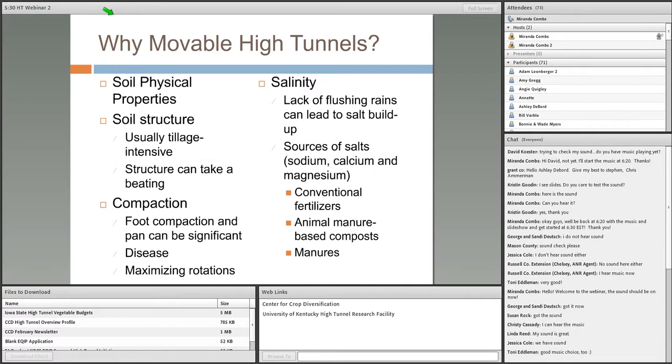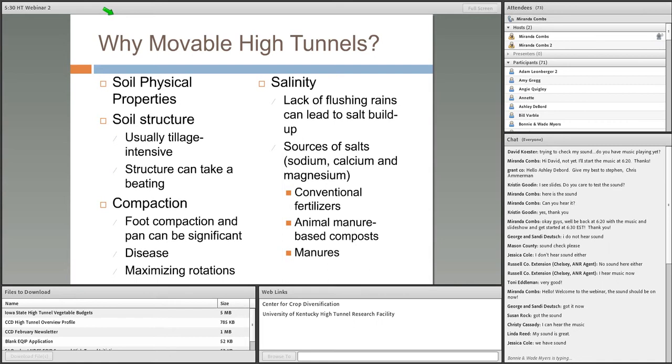And it's not necessarily that any one application is going to put you over the edge in terms of creating a saline soil type situation. It's that we don't have flushing rains inside these tunnels, so you don't get any leaching of those salts out that you would normally get in the field environment. So you could be a fantastic field grower and bring those same practices into a tunnel and have some problems in your soil after a certain number of years.